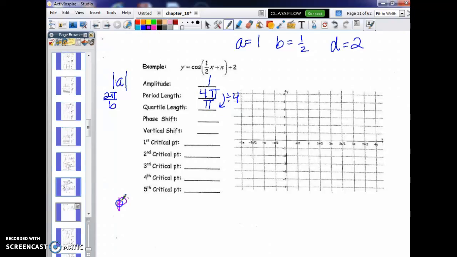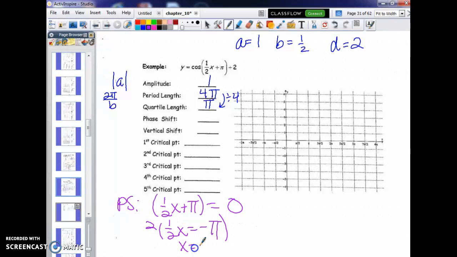My phase shift now. Phase shift, I set whatever's in parentheses equal to 0. So if I subtract pi, I get 1/2 x equals negative pi. I multiply both sides by 2, and I get x equals negative 2 pi. So my phase shift, negative 2 pi. My vertical shift comes from that plus 2. Now, right now, we're dealing with this cosine function. So I know it goes max, intercept, min, intercept, max.